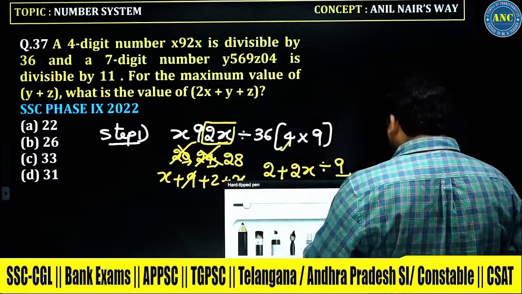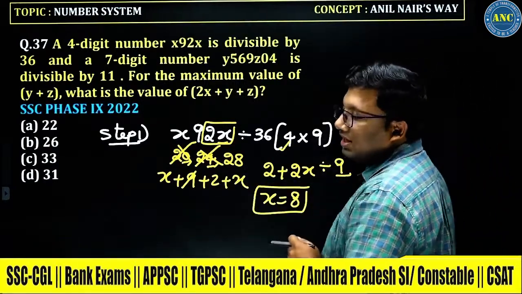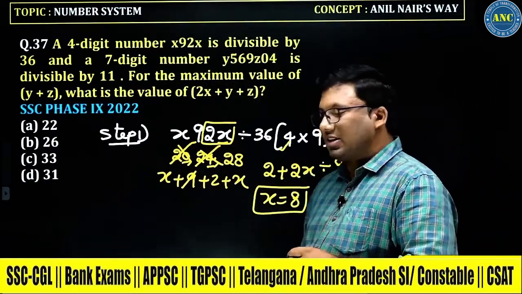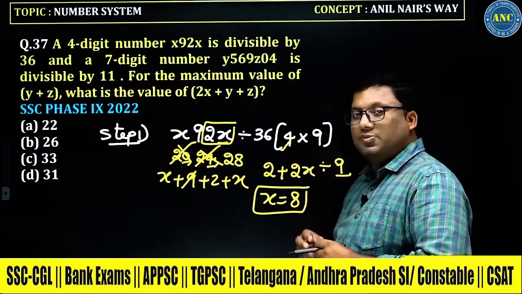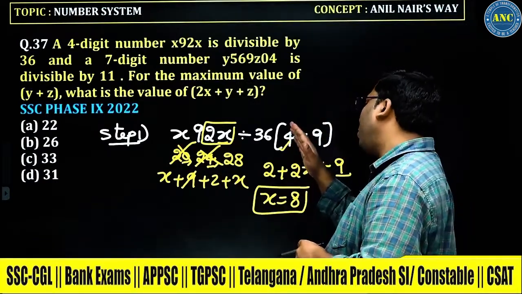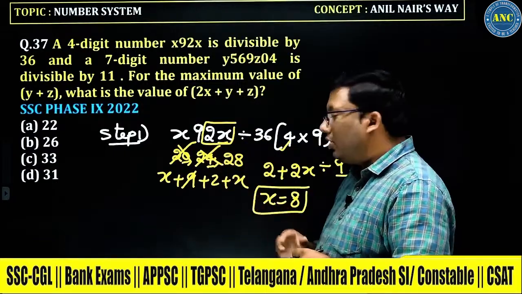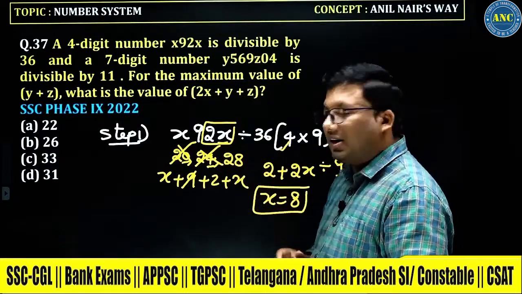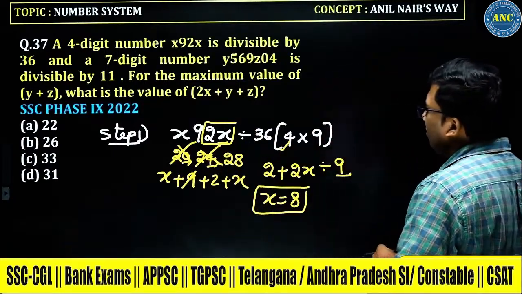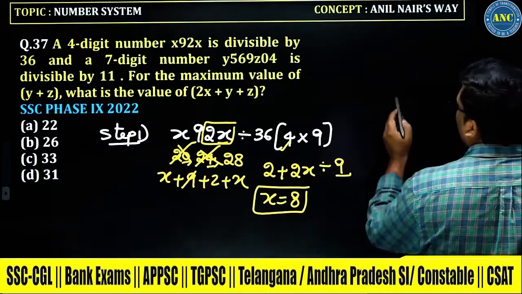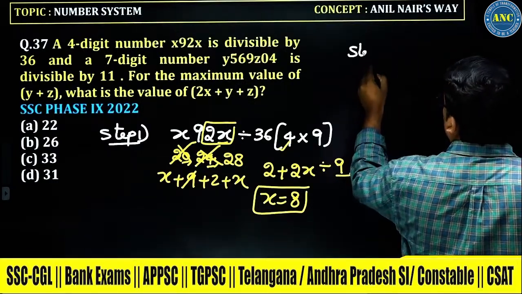First step, because of the condition that the number is divisible by 36, it is divisible by both 4 and 9. I got the possibilities for 4, then I did the divisibility rule of 9, and I got x equal to 8. Step number 2.